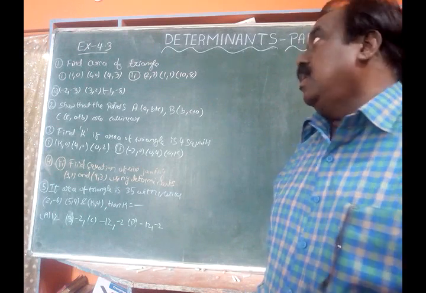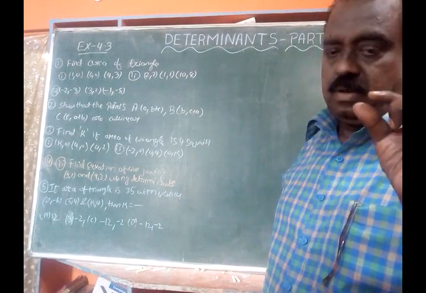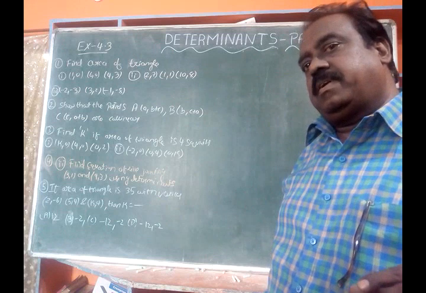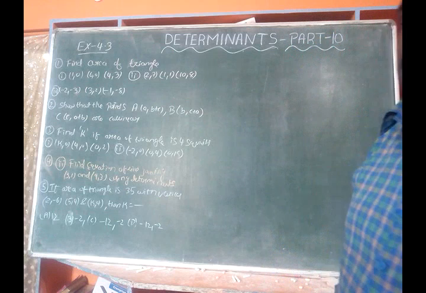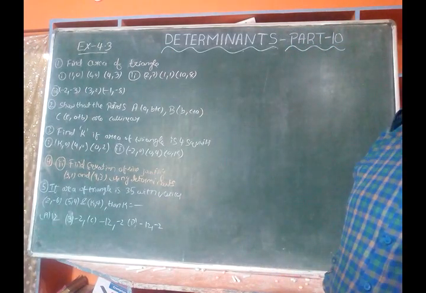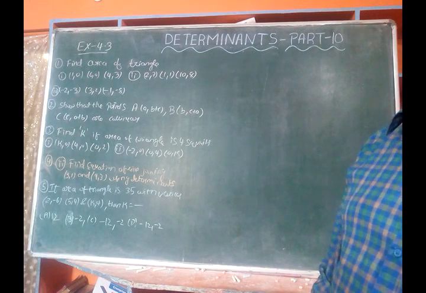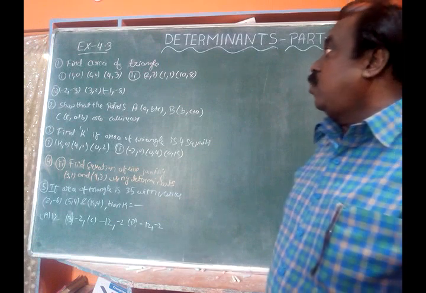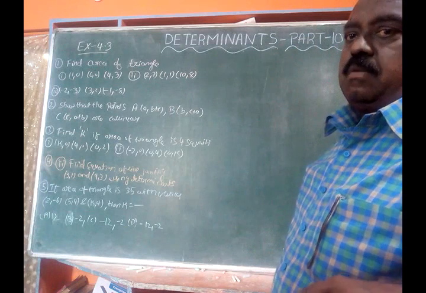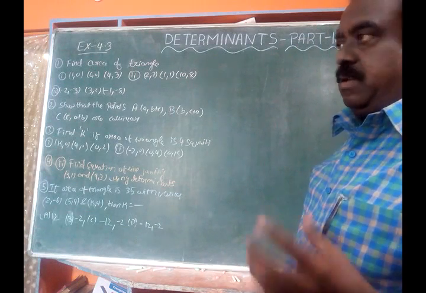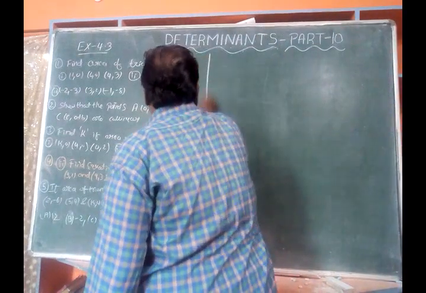Now, before starting the 4.3 exercise, a small concept that is related to geometry. In two-dimensional geometry, we studied in straight lines the area of a triangle. By using that, we have to solve these problems. But it is in geometry, and that concept will be changed into determinant. Now you see there, I want to explain.